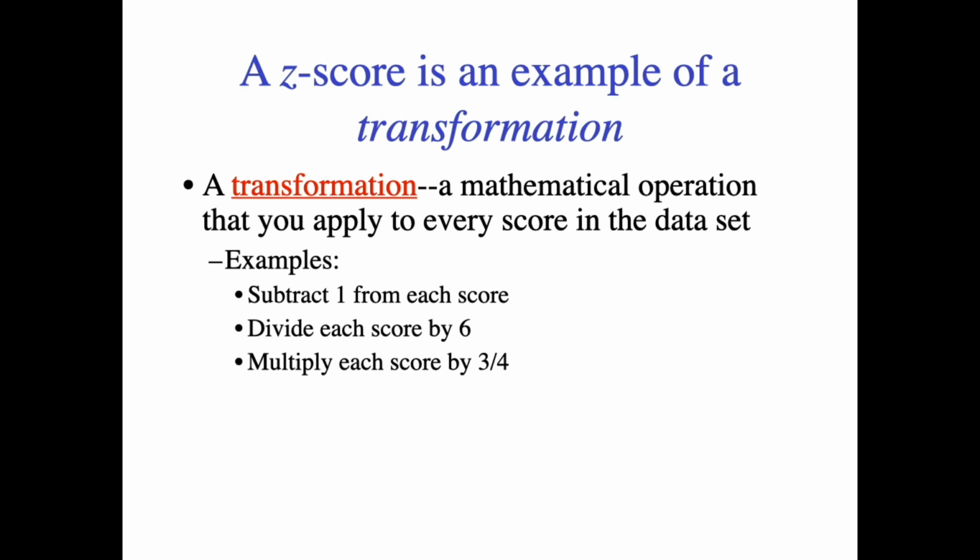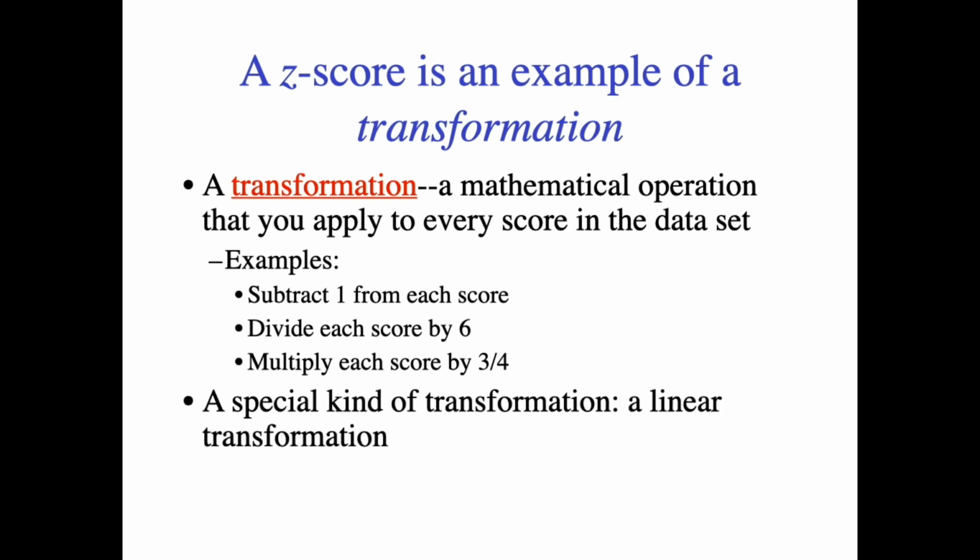Now, of the different mathematical operations you can perform on scores in a data set, a special class of these is this kind of transformation, a linear transformation. And what's good about a linear transformation is that when you perform the same transformation on every score in the data set, it doesn't change anything about the shape of the distribution. It just puts it on a different scale. So here's an example of this.